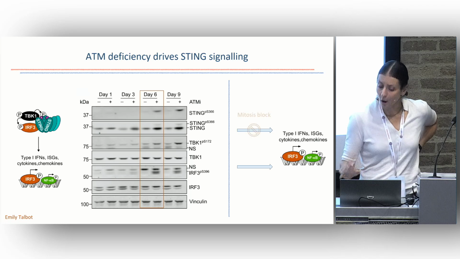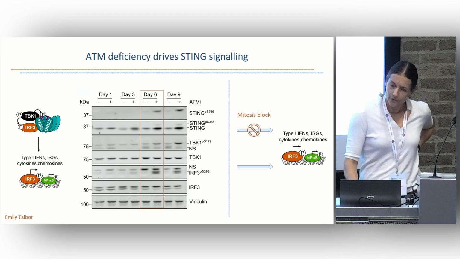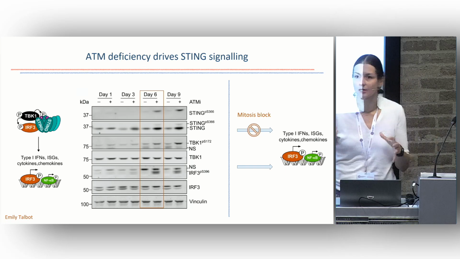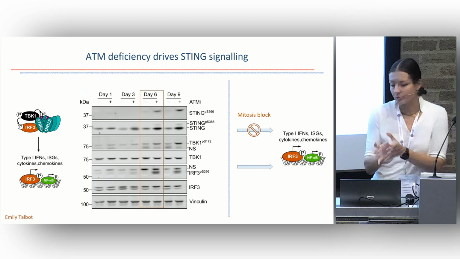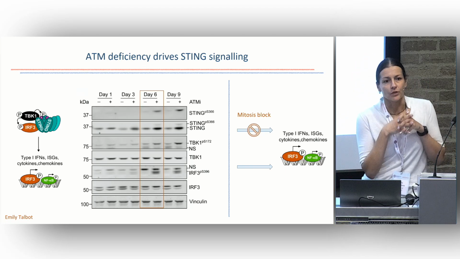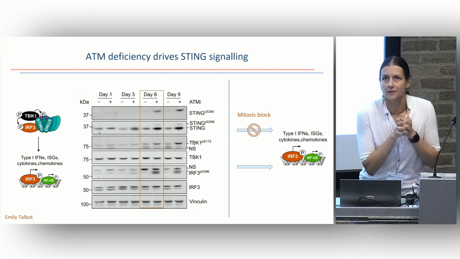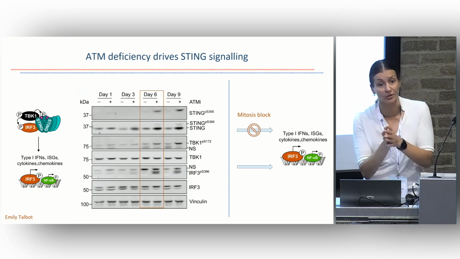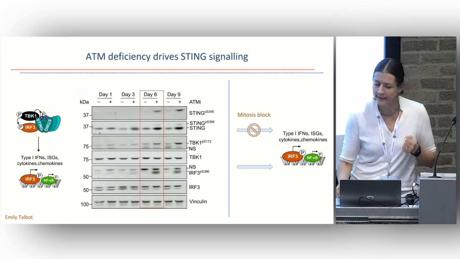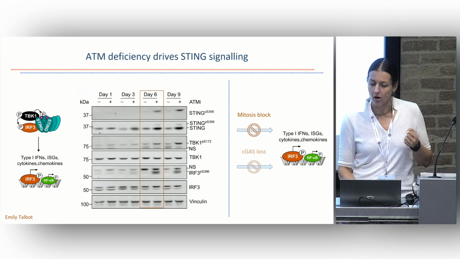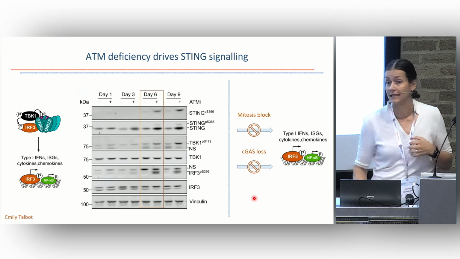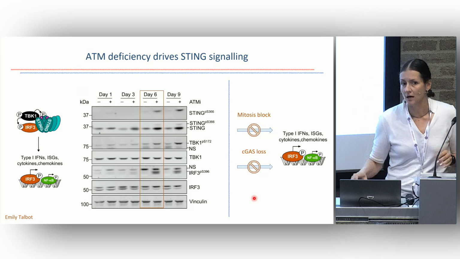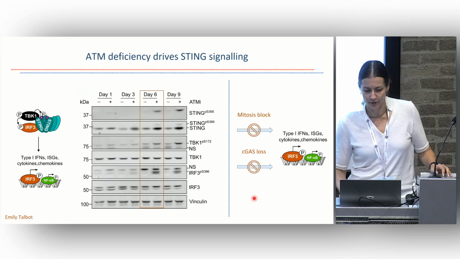Now, we can block this by blocking mitosis with CDK1 inhibitors, so we don't allow cells to divide. And we can prevent this response, which indicates that perhaps DNA replication is important, or endomitosis, so it's hard to discern here. We can also block this response by knocking down cGAS, which means that it is this canonical cGAS-STING dependent type 1 interferon response.